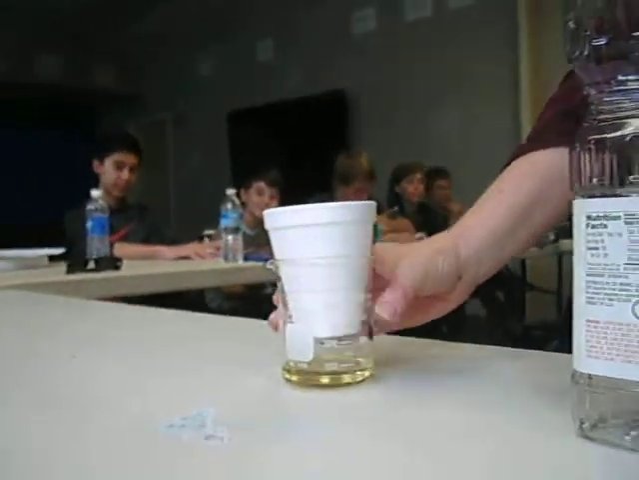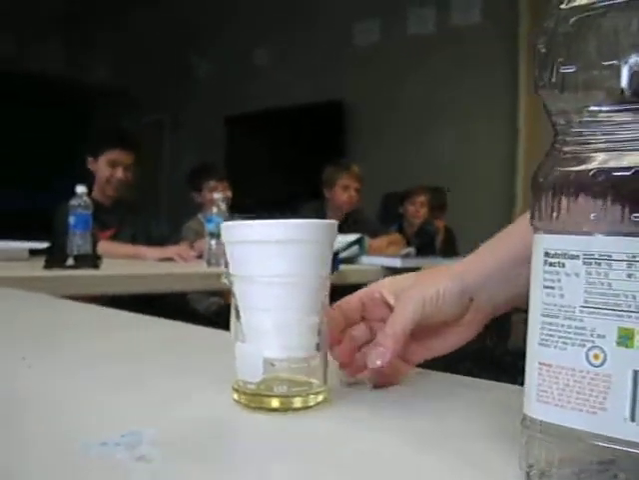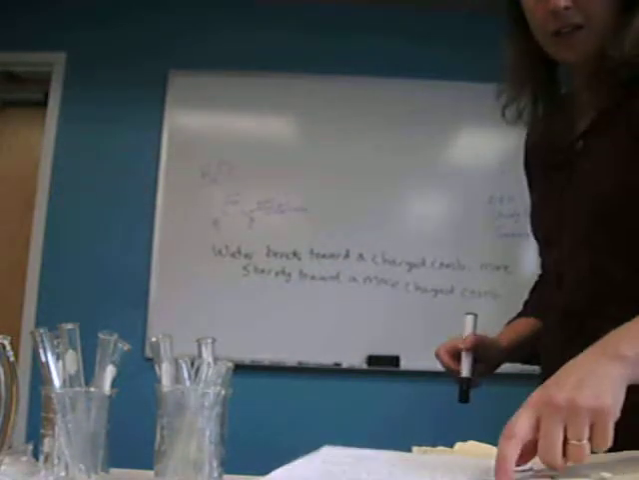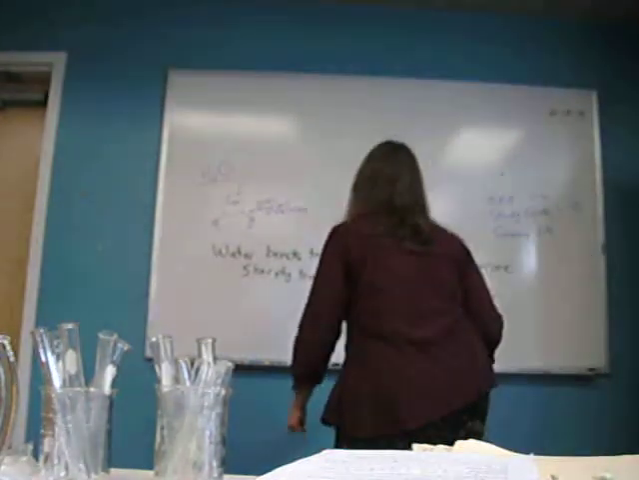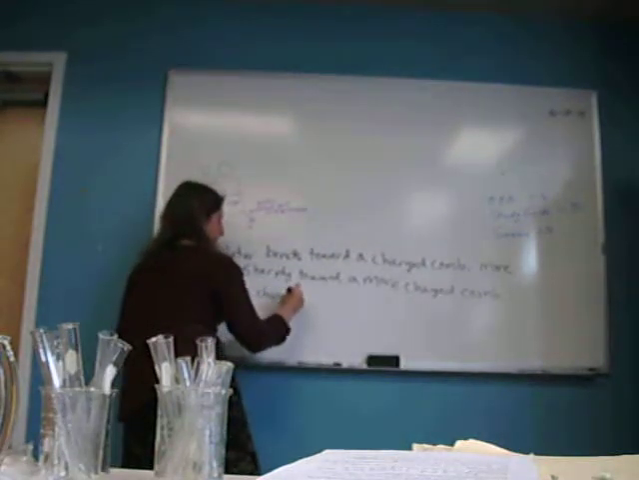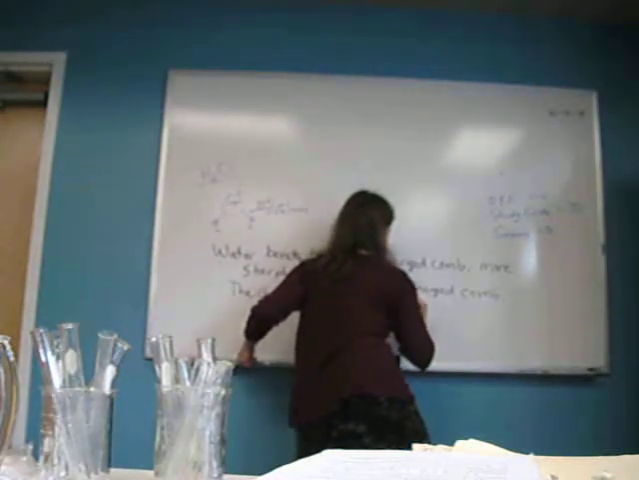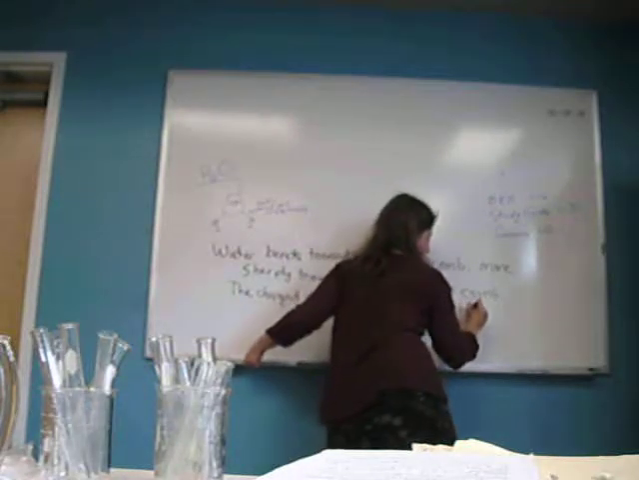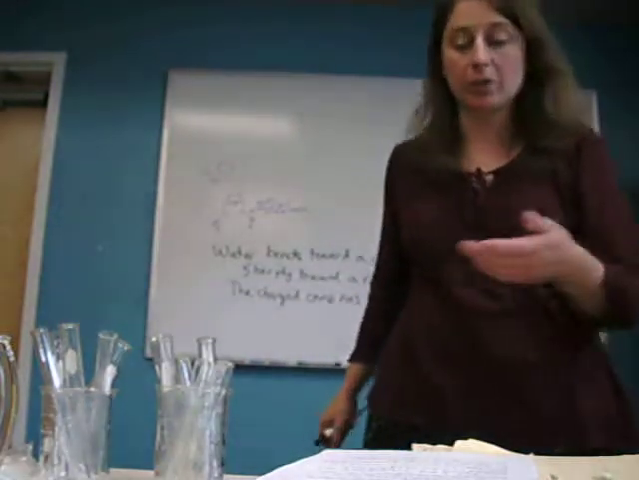It's not affected by the electrons on the comb because there's no area of partial negative or partial positive. Okay, so when you finish this observation, write in that same step: the charged comb has no effect on the stream of oil. We don't see the stream of oil bend toward the comb or away from the comb.